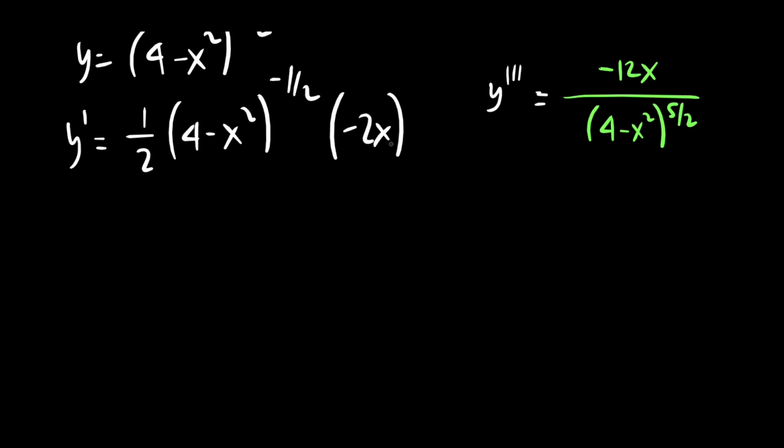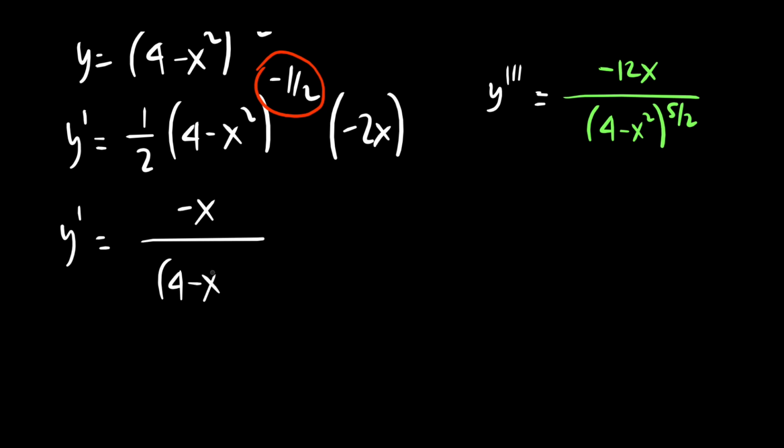So after this one, we'll simplify further. So we have negative x multiplied by this term here, which has a negative exponent. So we will put it into the denominator. So we have negative x all over 4 minus x squared raised to the power of 1 half.